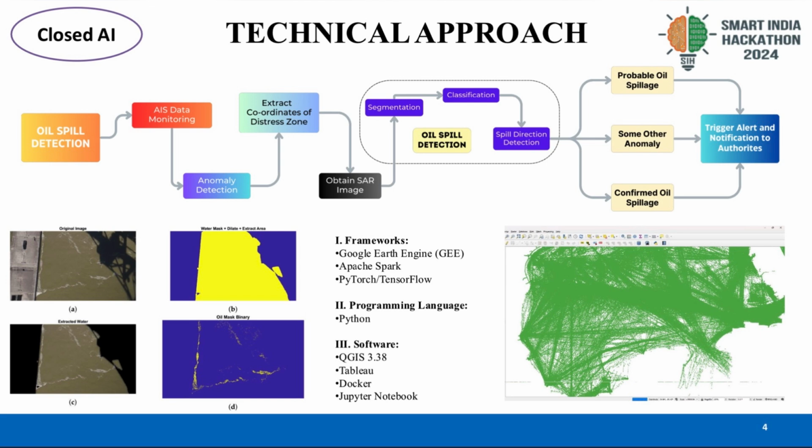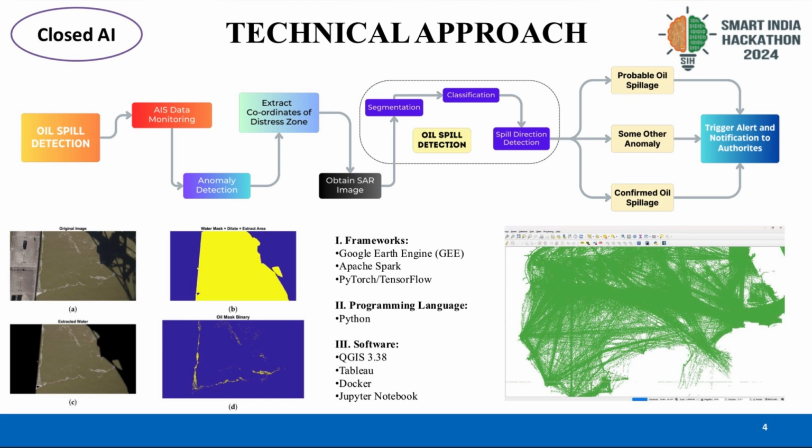Our data is primarily stored in GeoPackage format, which we analyze using QGIS. Additionally, we also utilize Tableau to process CSV files for supplementary information. Once a distress zone is detected, we extract the coordinates of the affected area. Then, to enhance our detection capabilities, we use satellite imagery, specifically SAR, which is provided by Google Earth Engine. This data offers valuable insights in marine environment.